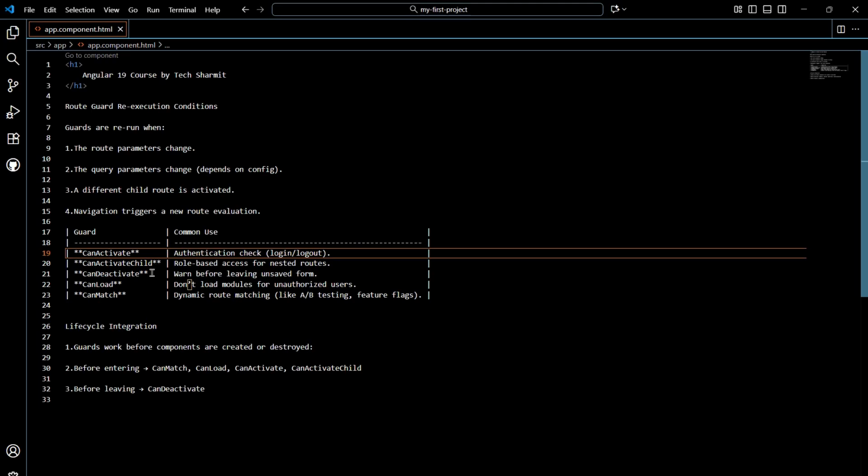The second is canActivateChild. The canActivateChild route guard is executed for role-based access for nested routes. For the role-based access for the nested routes.